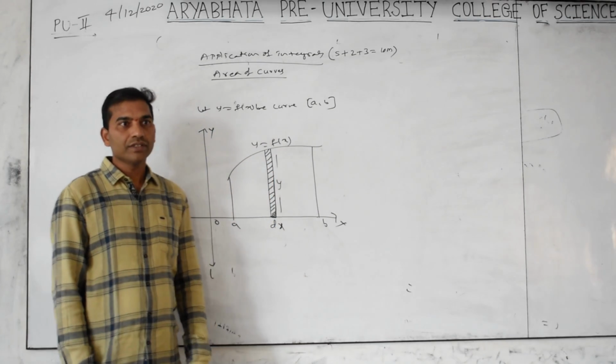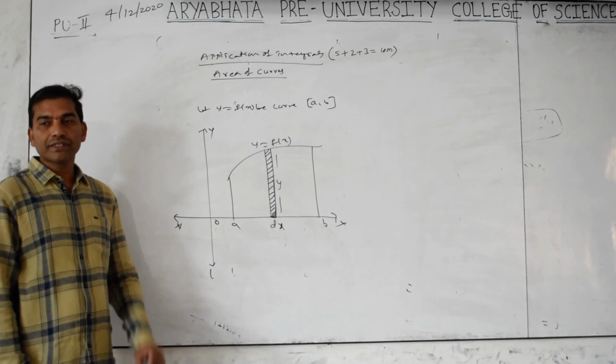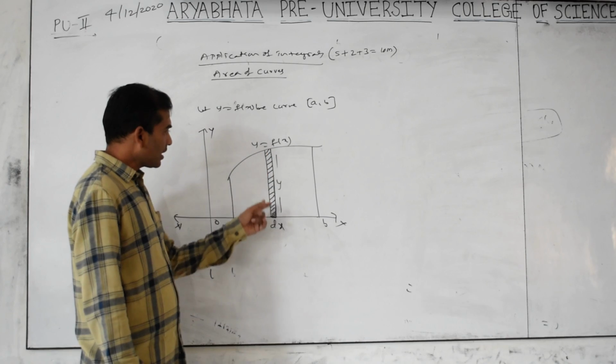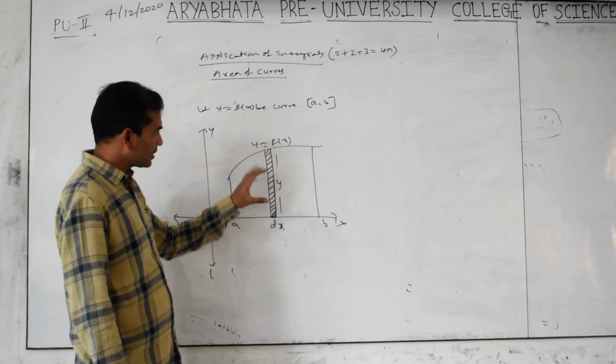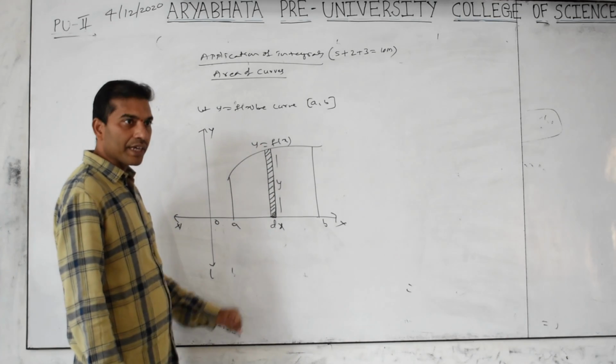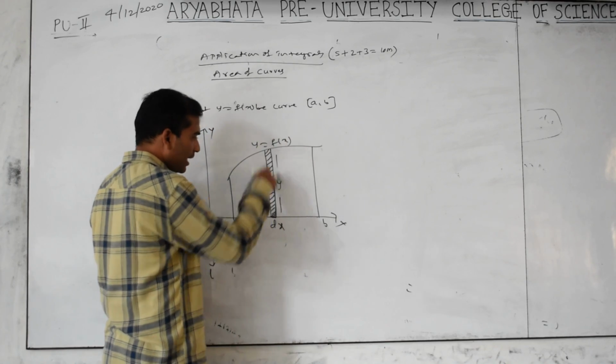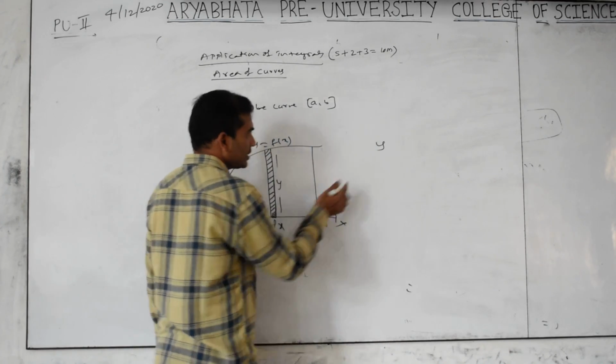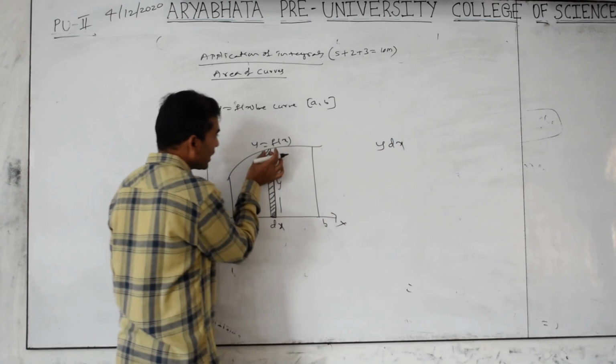Small x is denoted by dx. A very small change in x, very small dx. Are you following? What is the area of the small strip? This area, what I shaded. Tell me, that area is length into breadth. So the length is y and the breadth is dx. So this is the area of this strip.